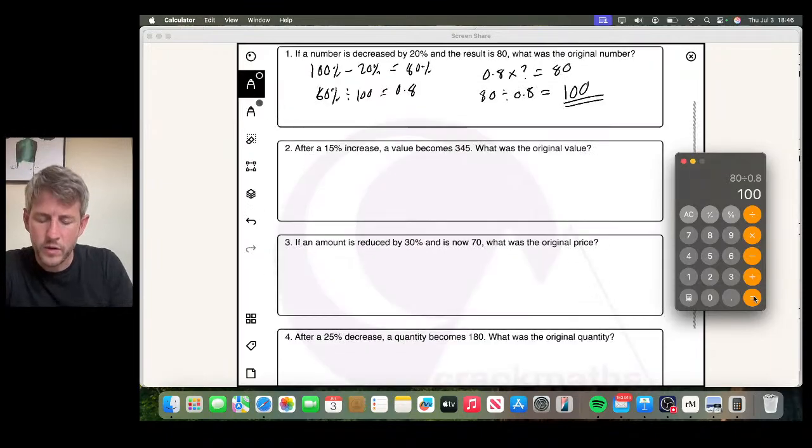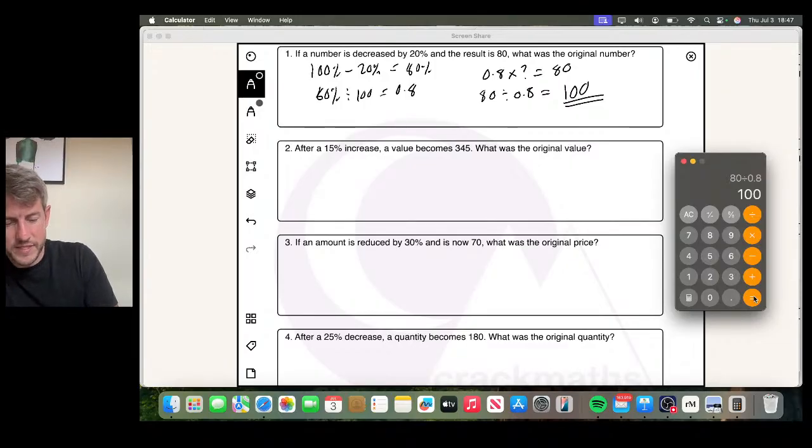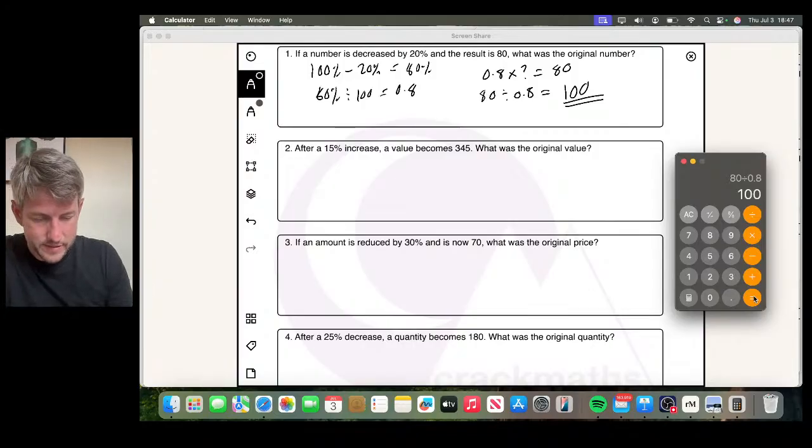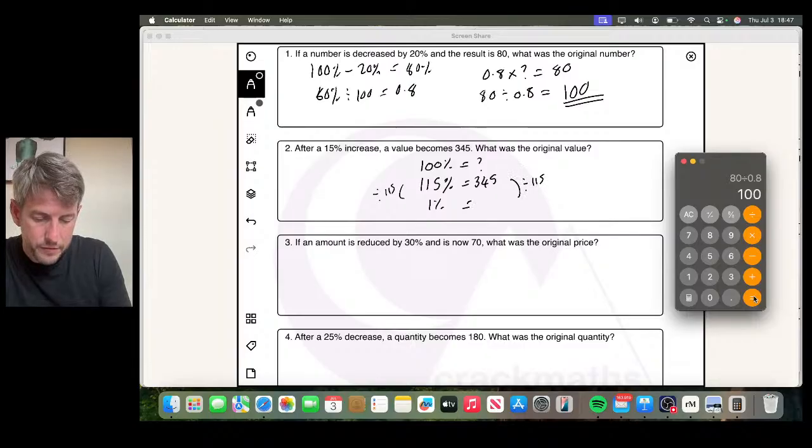Right, here we go. Question 2. After a 15% increase, a value becomes 345. What was the original value? Okay, so I'll do this the direct proportion method, actually, this one. So 100%, we don't know. After a 15% increase, it becomes 345. So we know that 115% equals 345. If we divide by 115, we get 1%.